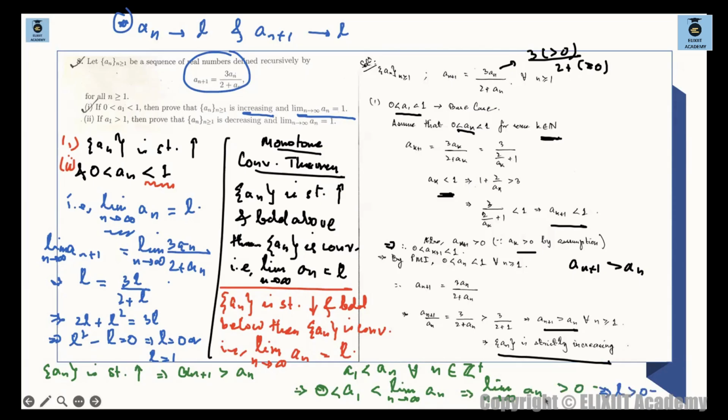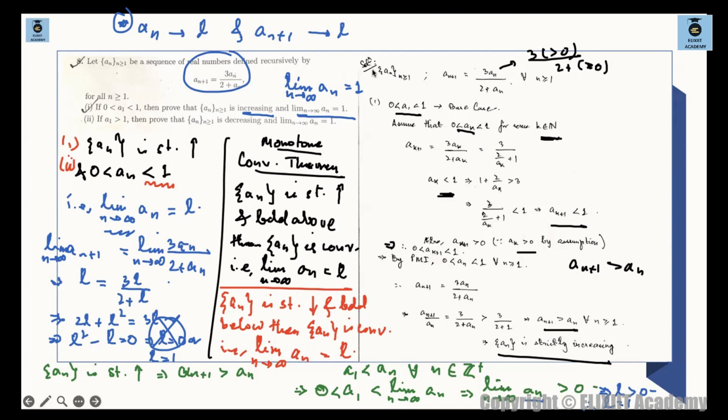L is greater than 0 because this is your L, no? So L cannot be 0. L equal to 0 is not possible. L has to be 1. And hence, we just proved that the limit as n tends to infinity of AN is equal to 1. Is the first part clear to you?